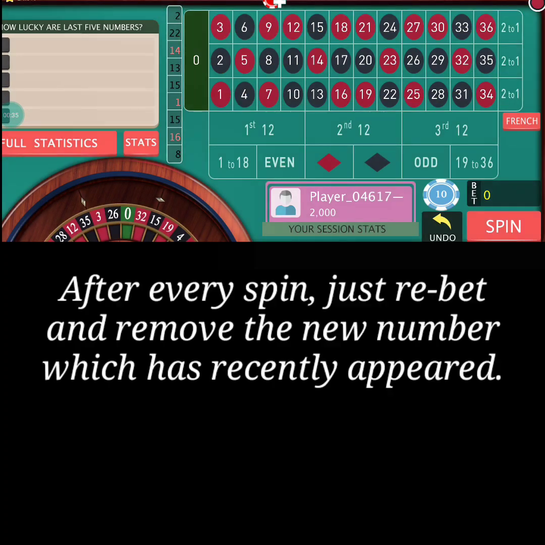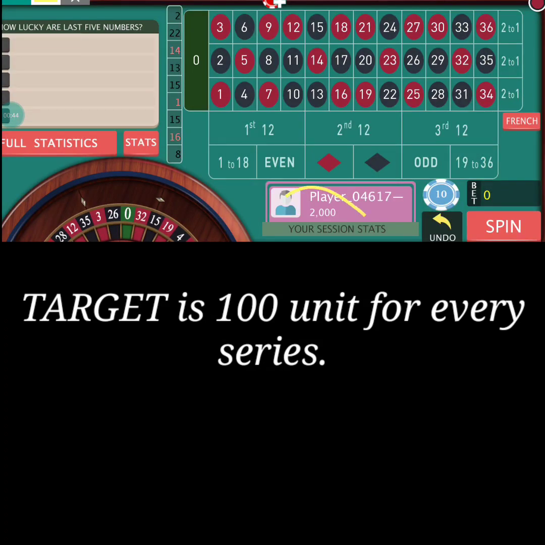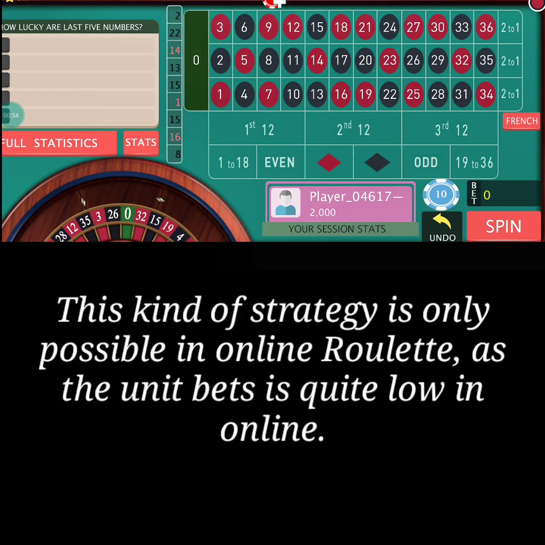And one more thing, after every spin you have to remove the number that appears next. For this strategy your target is $100. If you start with 2000 and $10 bets, then your target should be $100. It's fun to play this way. I know this kind of strategy cannot be followed on a real table, but on an online table you must try this strategy at least once.